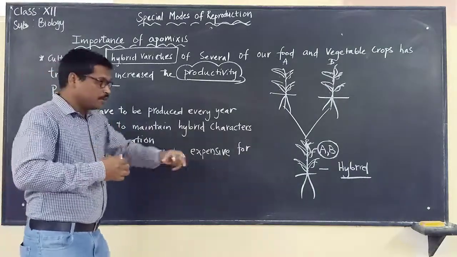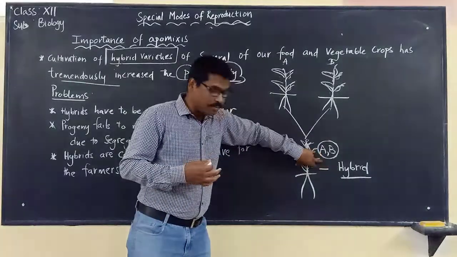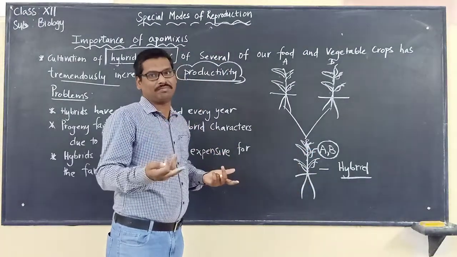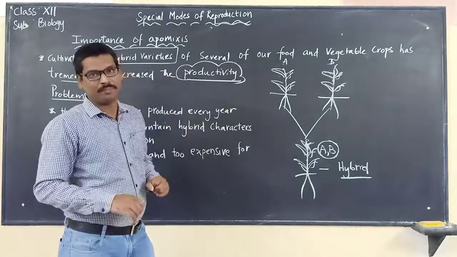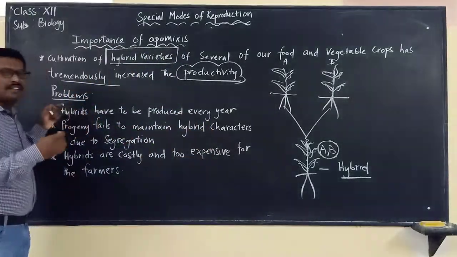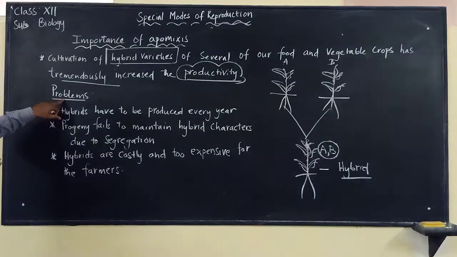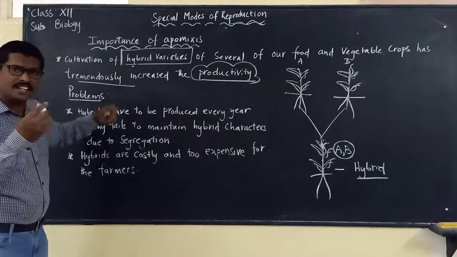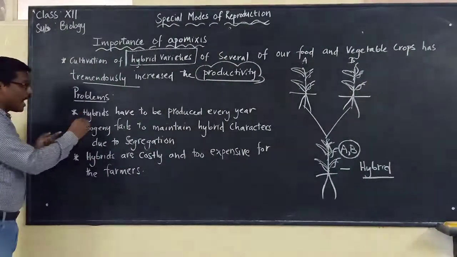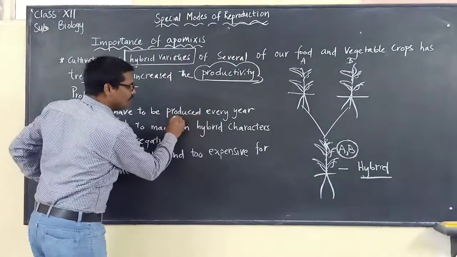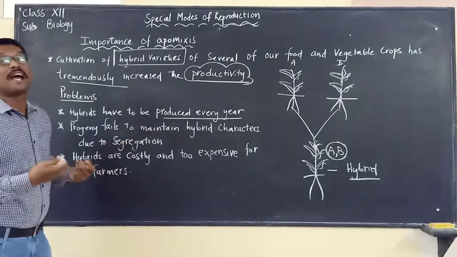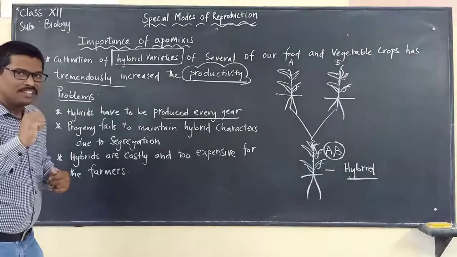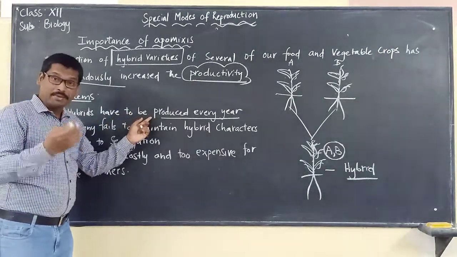Now, when we get this particular hybrid, is it possible to produce the same type of crop year after year? That is not possible. There are some problems with the hybrids that we produce. Okay, with the hybrid varieties, there are some problems. What are those problems? Hybrids have to be produced every year. Why do we have to produce the hybrids every year?